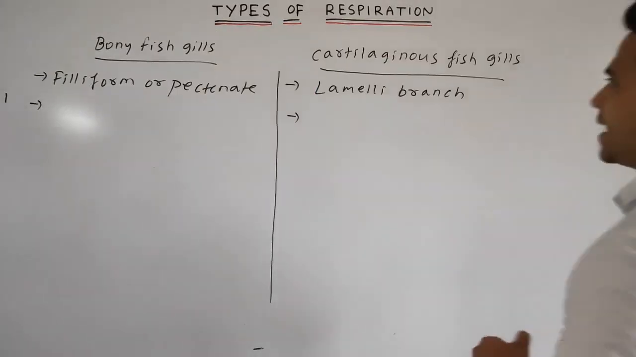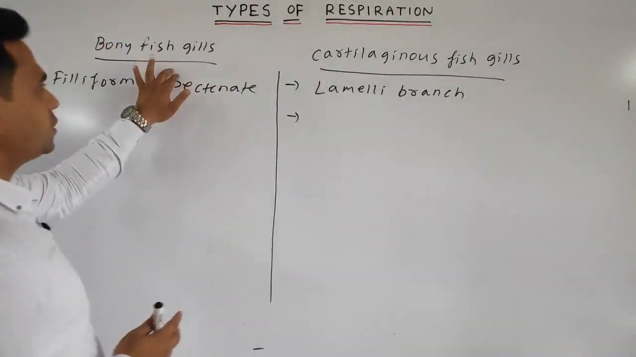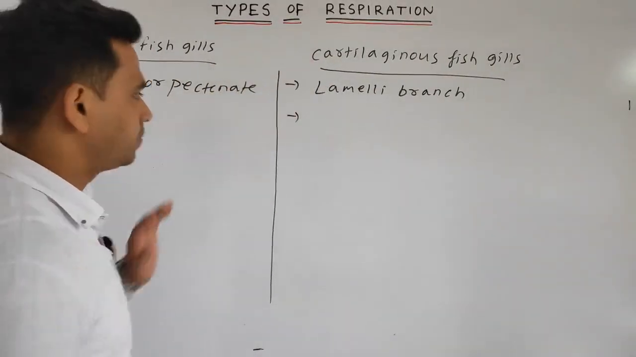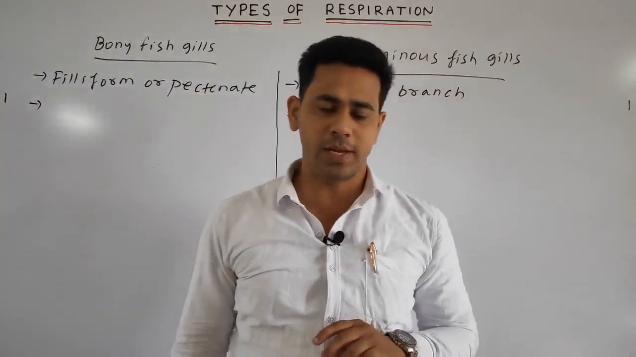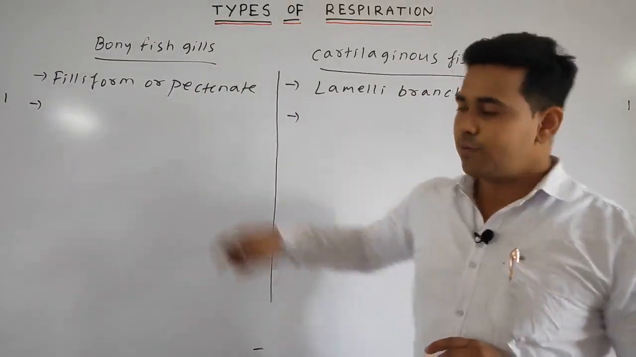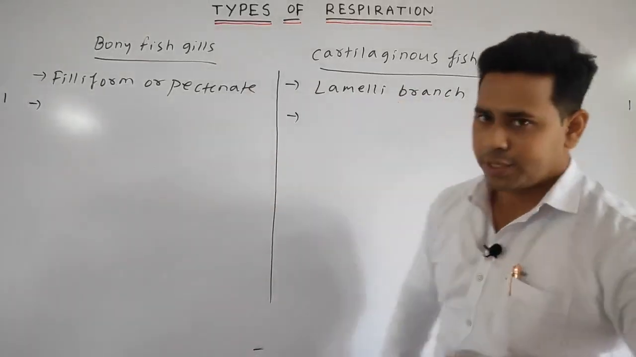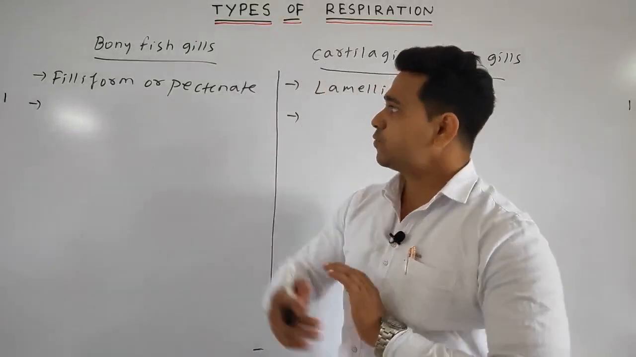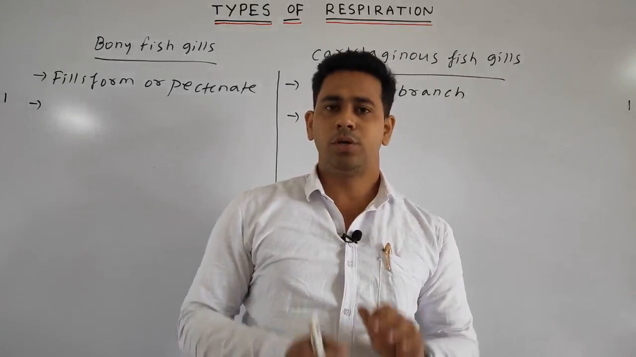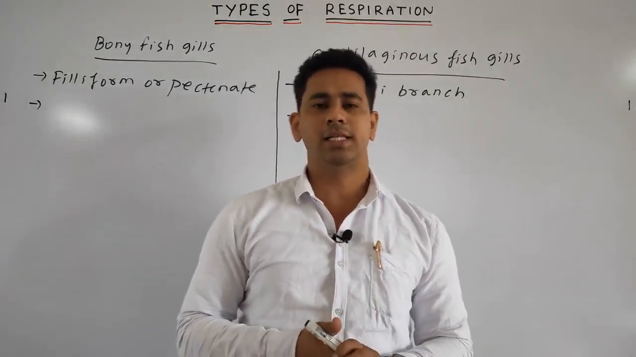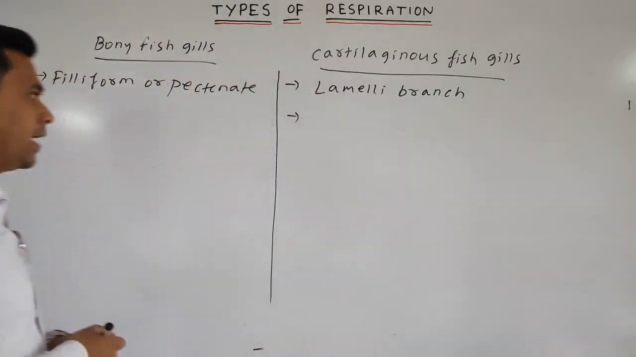Next, students, lastly, the type of the gills in the case of the bony fish and in the case of the cartilaginous fish. In the bony fish, the type of gill is the filiform gills or the pectinate gills, whereas in the cartilaginous fish, the type of gill is the lamellibranch gills. How is the structure of the bony fish gills? The gill filaments are attached to the reduced branchial septum having free distal ends.